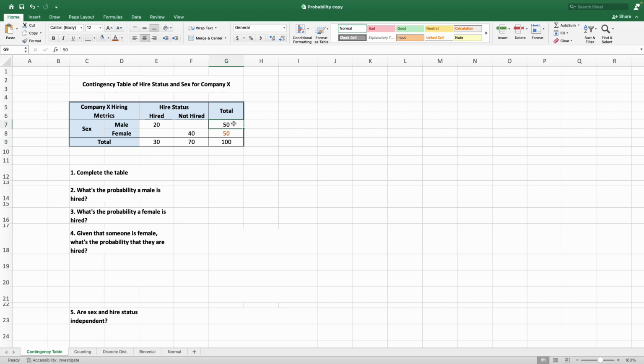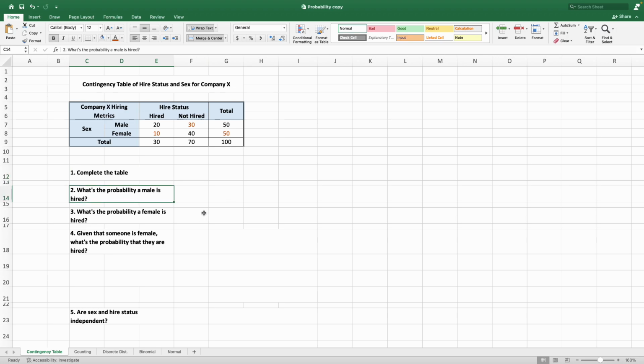If there are 50 total males, 20 of them were hired, then that means 30 of them were not hired, because 20 and 30 makes 50. And then how many females were hired? If there are 30 total hires and 20 of them were men, that means this must be 10, because 20 and 10 make 30. So that takes care of step 1.